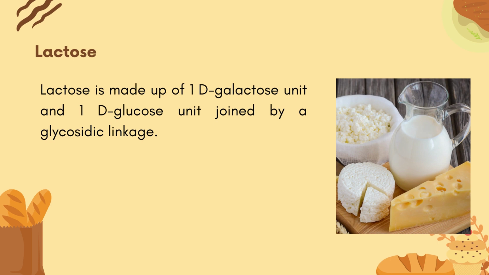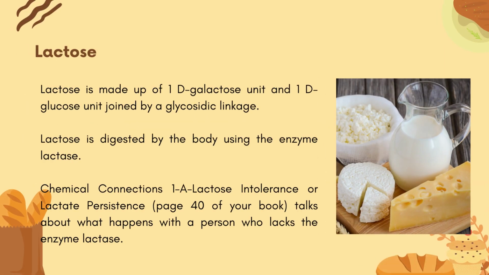Okay, now going to the next saccharide, we have here lactose, famously known as milk sugar. Lactose is made up of one D-galactose unit and one D-glucose unit joined together again by a glycosidic linkage. So again, lactose is made up of one galactose and one glucose unit. Lactose is digested by the body using the enzyme lactase. So, lactase is the enzyme needed for us to digest the disaccharide lactose.